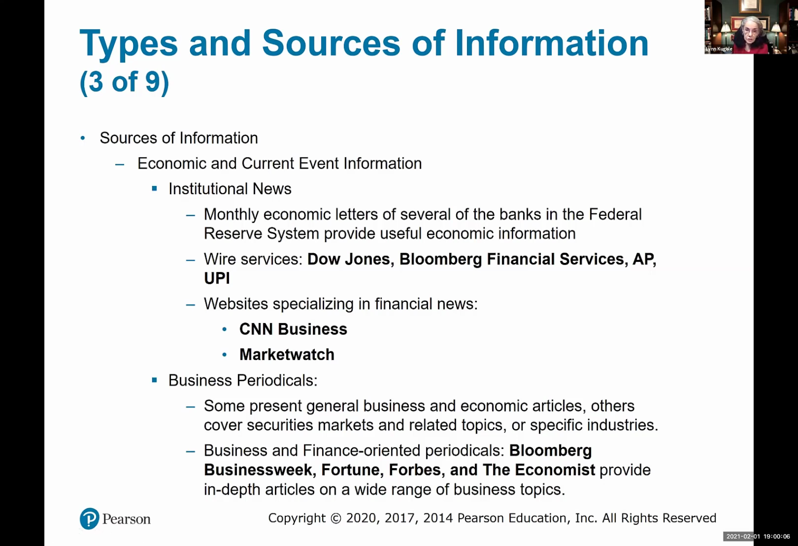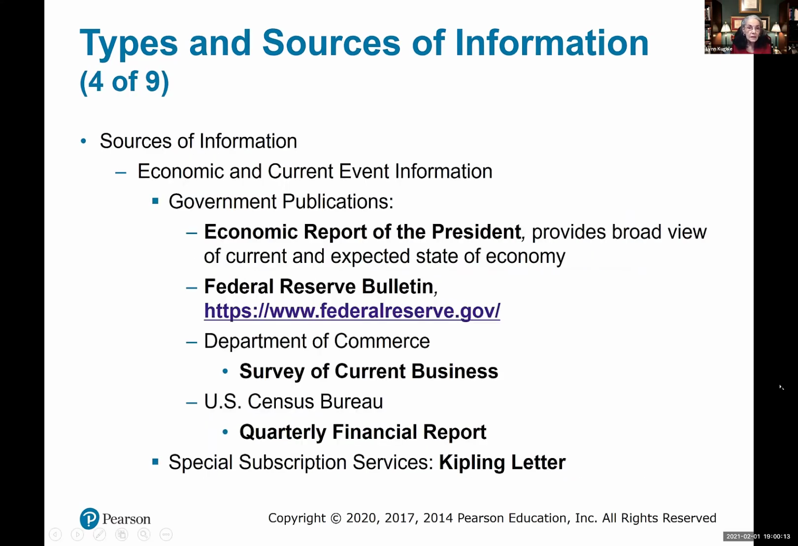Bloomberg Business Week, Fortune, Forbes, The Economist. Now, all of these are going to cost money. You can get them in the library, but they're going to cost you. Economic and current events: there's an economic report of the president. The Fed, the Federal Reserve, puts out a lot of information. The Census Bureau does. Survey of Current Business does. You can subscribe to the Kiplinger letter.